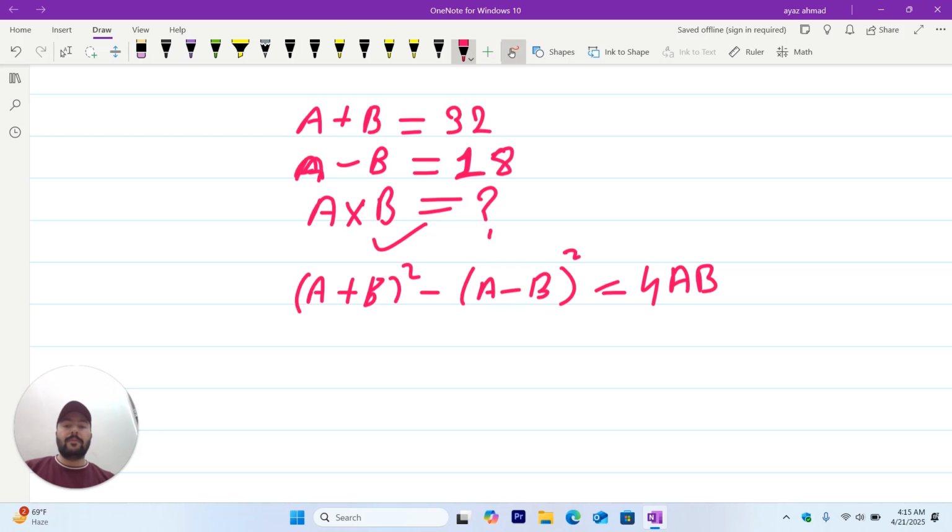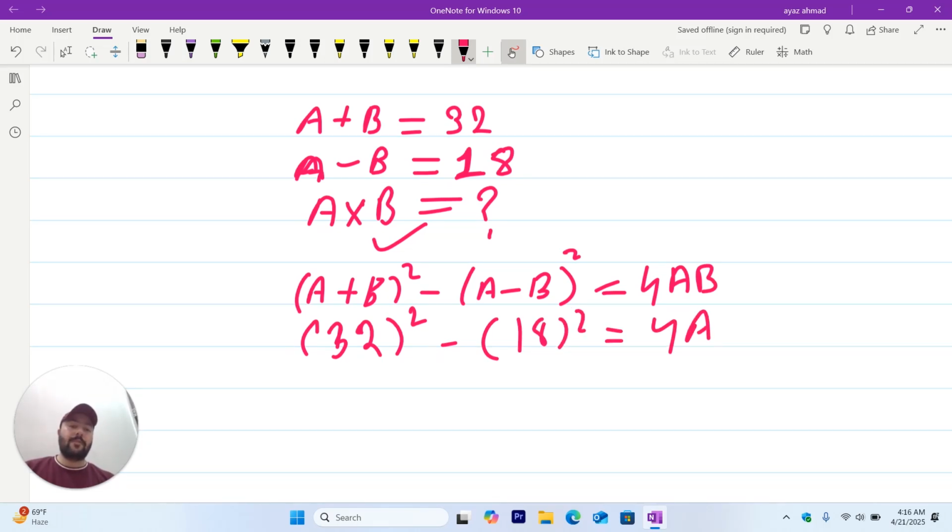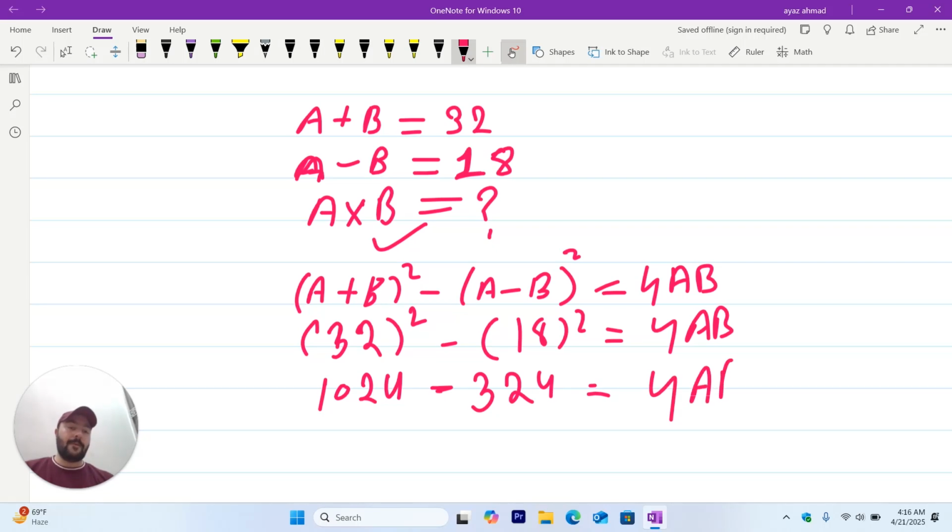So the given values: a plus b, put the value 32 over here, then whole squared, minus 18 whole squared, is equal to 4ab. So 32 whole squared is equal to 1024, then minus 18 whole squared, which means 324, is equal to 4ab.